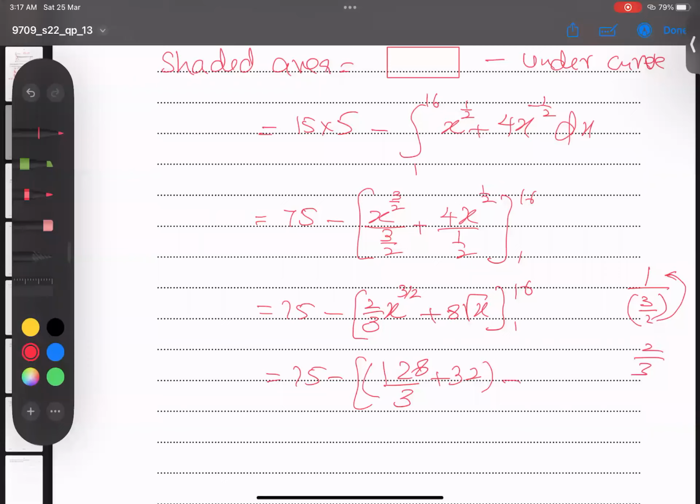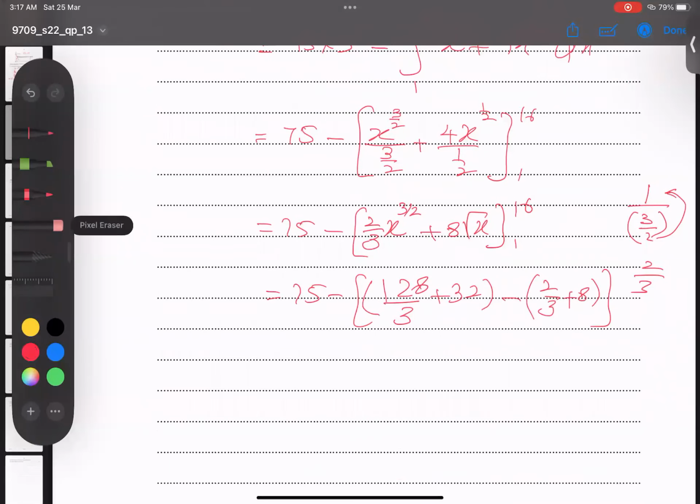This is done. Now when I plug in 1 in all values, so 2 by 3 and plus 8. And finally, when I type it in the calculator, the answer is 75 minus this 66 coming. So the answer is 9 units square.